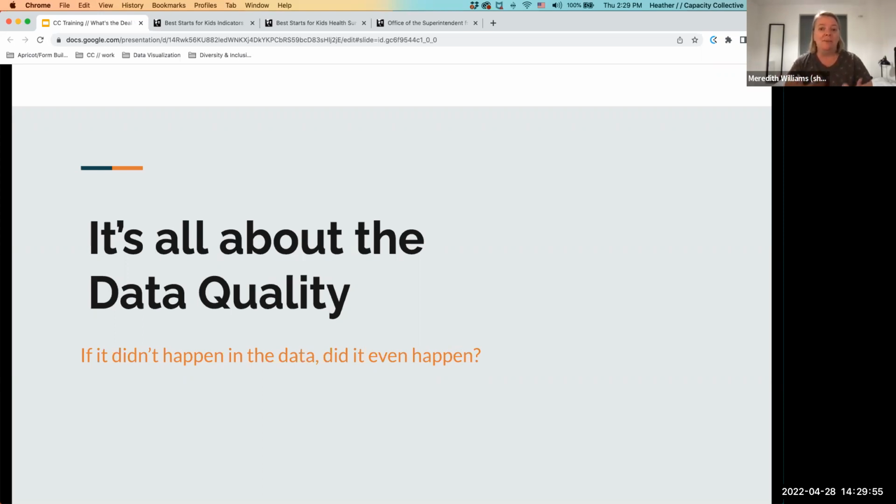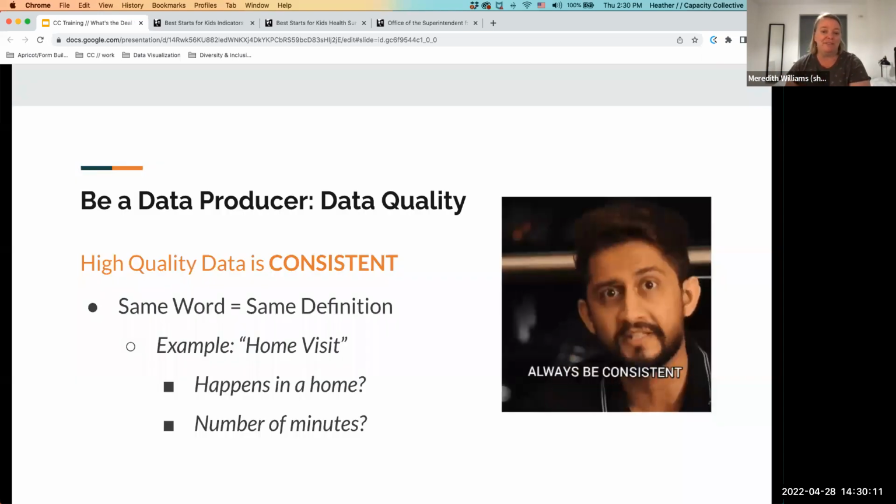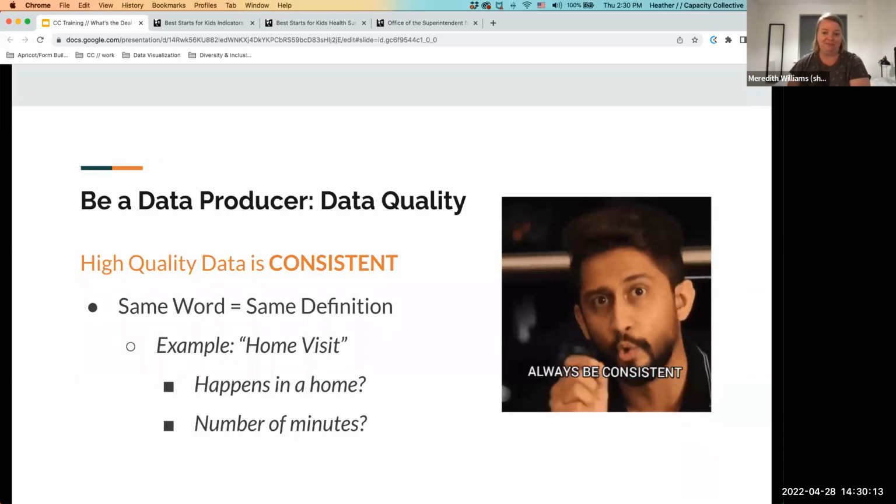So to honor the people we serve, it's important to collect quality data and put quality data into our systems so we can be analyzing real, accurate data. It's really all about the data quality, but I won't make you guess what we mean by that. We'll give you some definitions of what we mean.